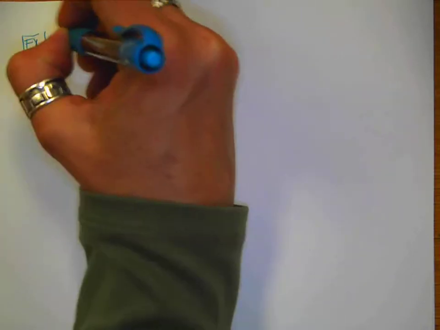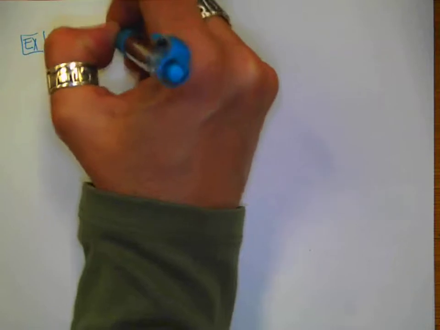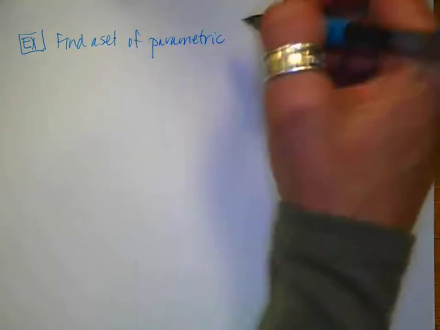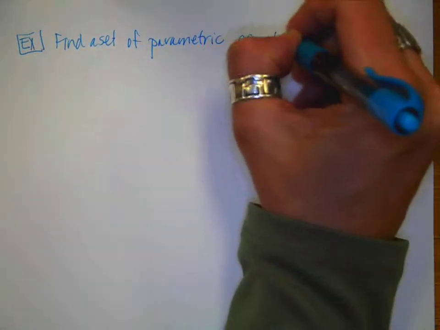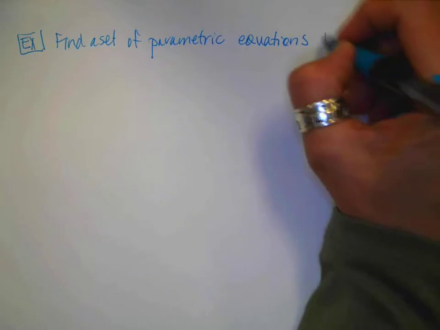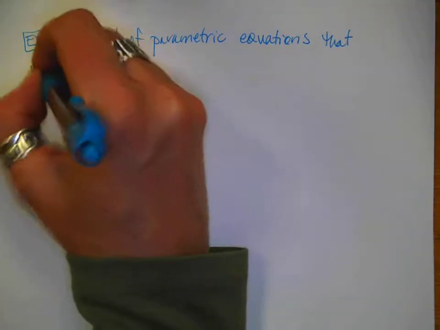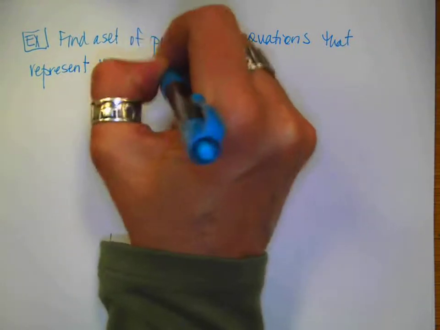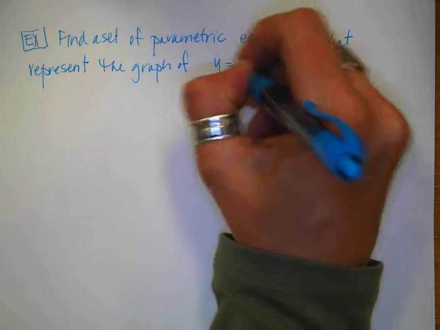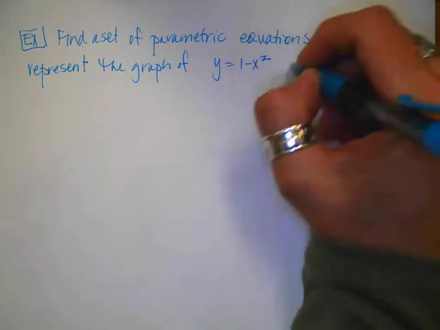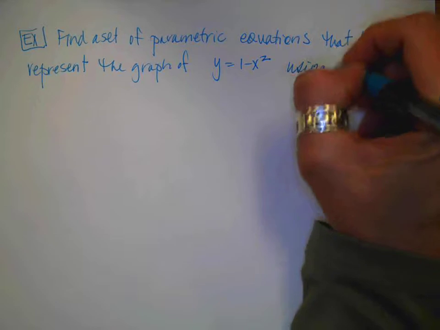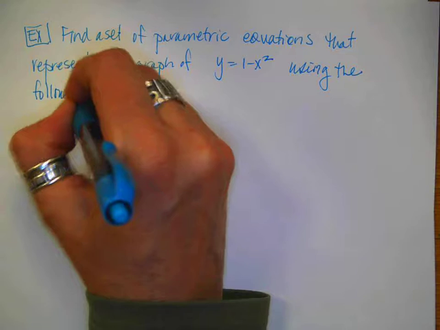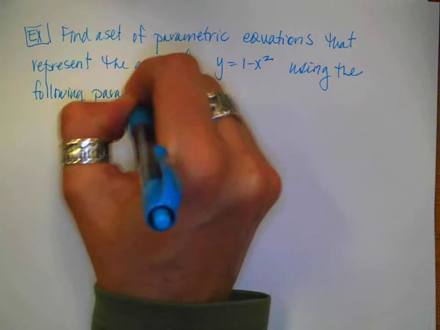All right, so here's the next example. And we want to find a set of parametric equations. So we're starting in the opposite direction this time, where we're going to try to create a set of parametric equations that represent the graph of y is equal to 1 minus x squared using the following parameters. So we're really going to do the problem twice.